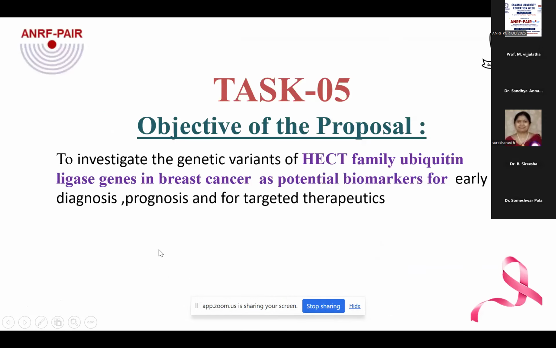And this is task 5. The objective of this present proposal is to investigate the genetic variants of the HECT family ubiquitin ligase genes in breast cancer as potential biomarkers for early diagnosis, prognosis, and for the targeted therapeutics.